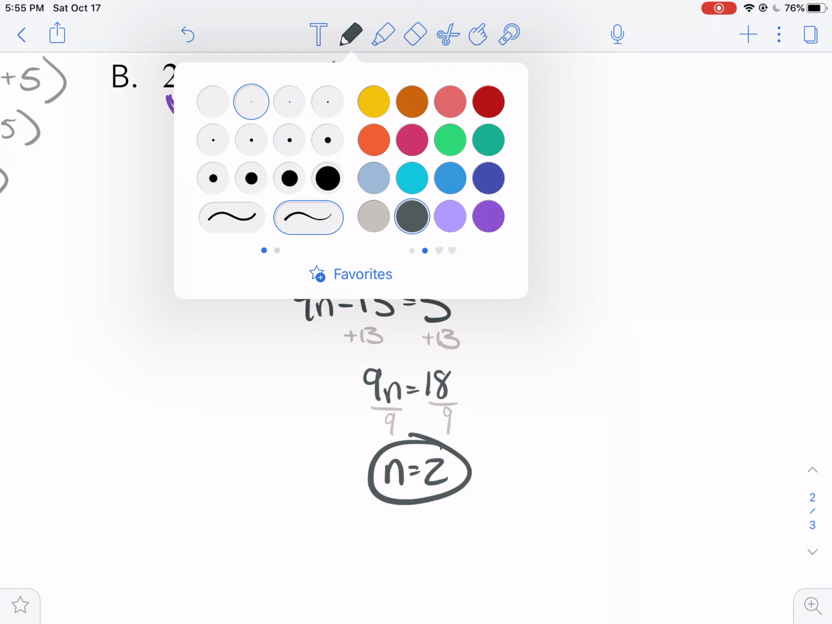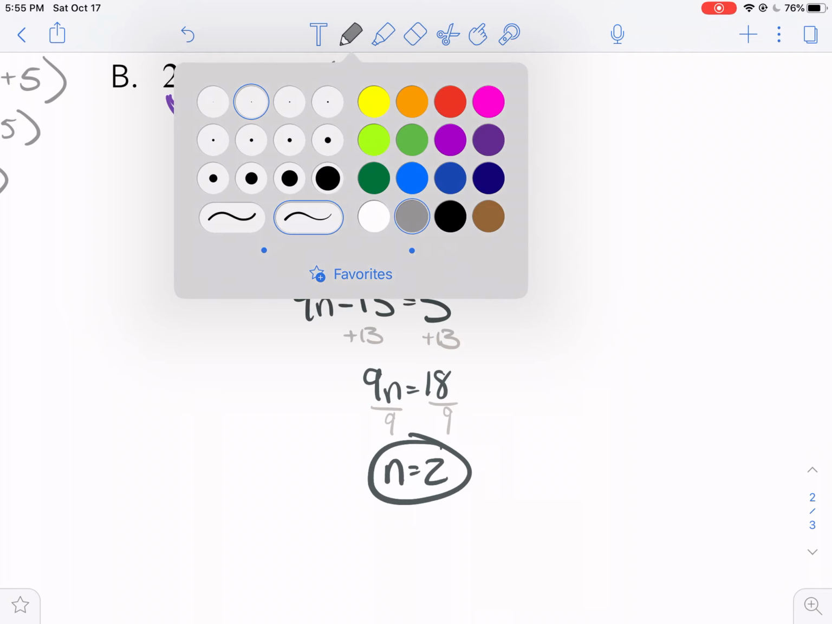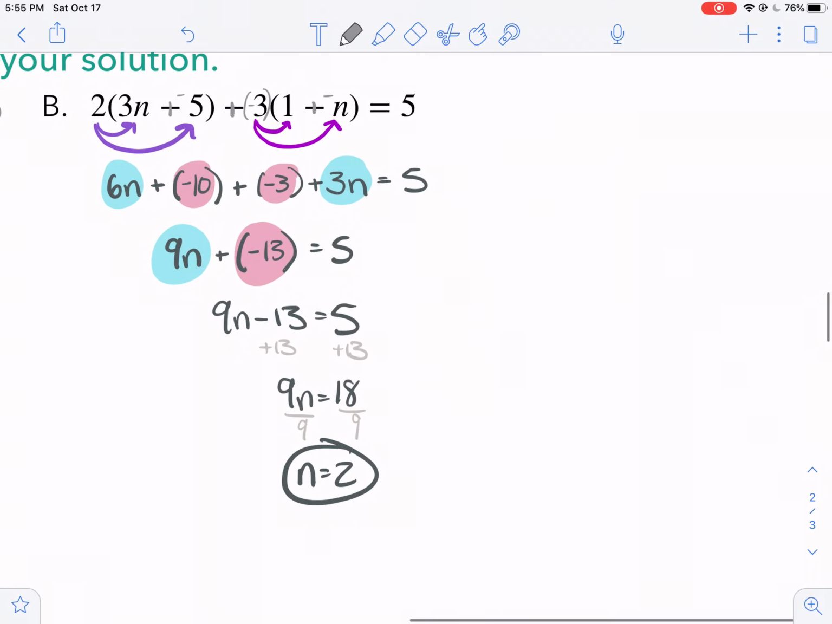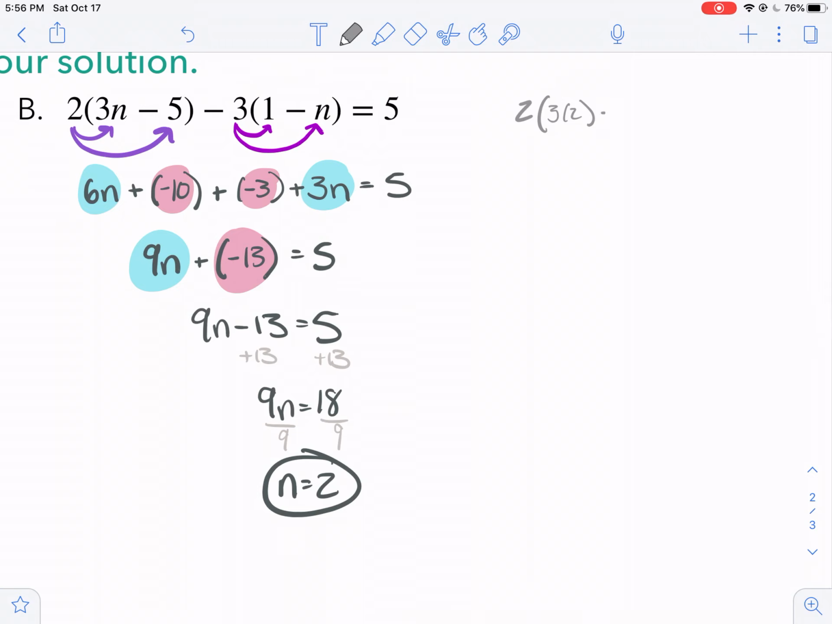Did we do it right? Let's check our work. Is it true that 2 times 3 times 2, 3 times 2 minus 5, minus 3 times 1 minus 2, equals 5? Is that true?